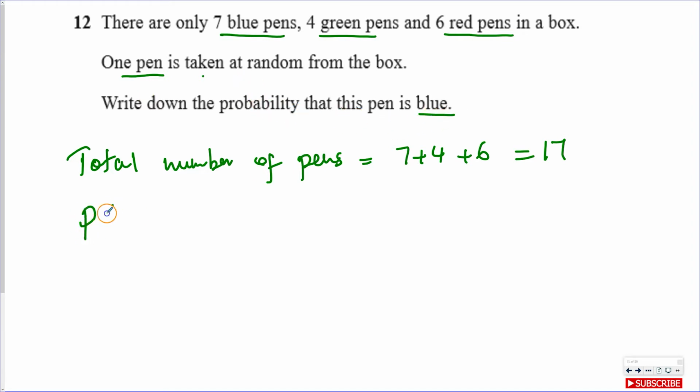So we're asked to find the probability of getting a blue pen. The probability of getting a blue pen is going to be equal to the chances of getting a blue pen, which is only 7, divided by the total number of pens, which is 17. And we can't simplify this, so we're just going to leave the answer as it is.